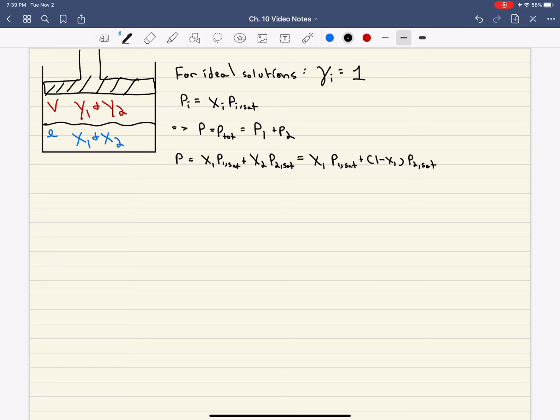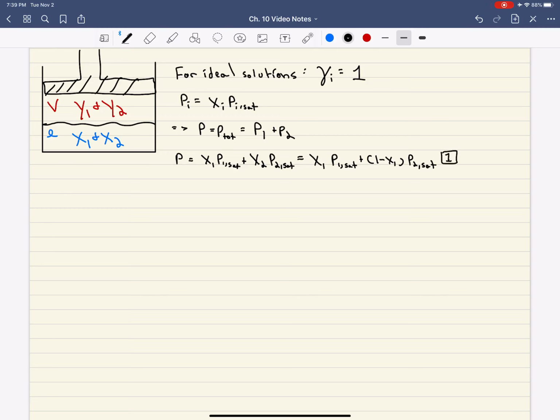And so, just like you saw in MEB2, you could use this equation to relate the total pressure in the system to the mole fraction of species 1 in the liquid phase, and also the various vapor pressures. We'll call this equation 1.